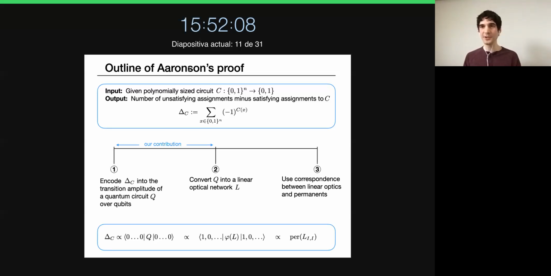And our contribution comes between steps 1 and 2, where we need to be a little bit more careful about how we're converting our quantum circuit into this linear optical network. And we'll get into that more later.